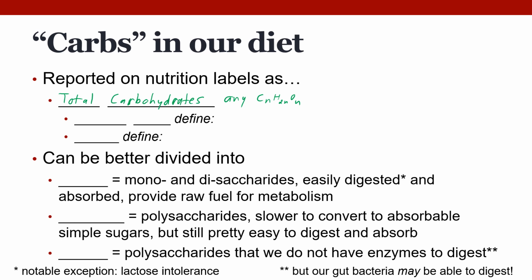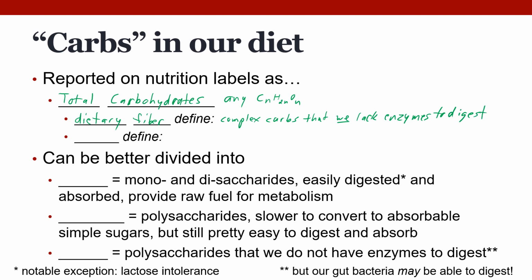Glucose, sucrose, starch, glycogen, the cellulose fibers that make up plant membranes, etc. Okay, these are broken down on our nutrition labels into dietary fiber, which is defined as complex carbs that we lack enzymes to digest.